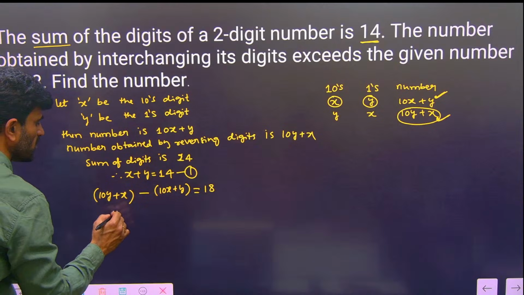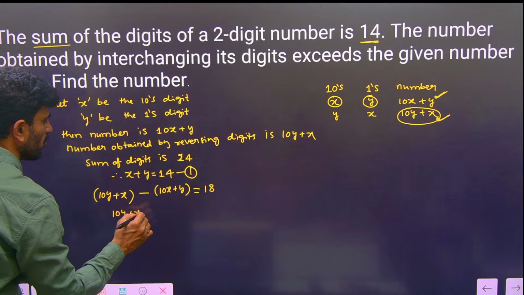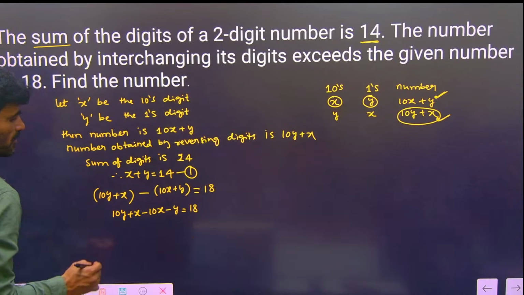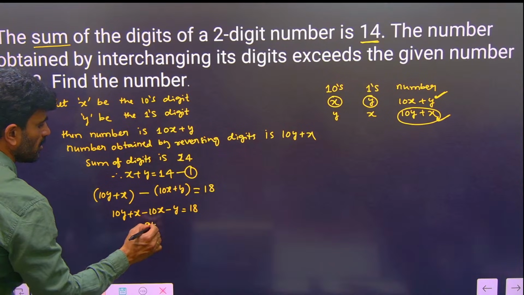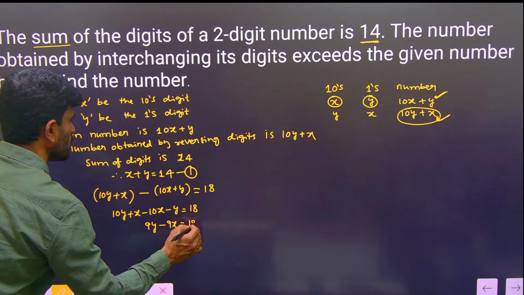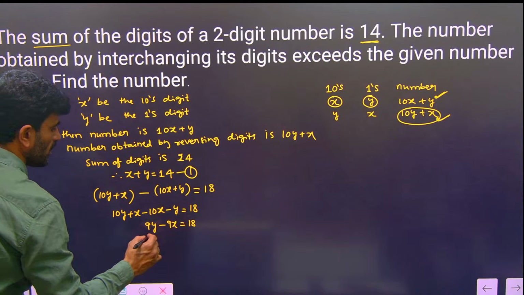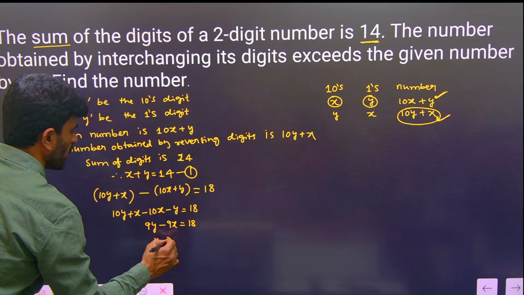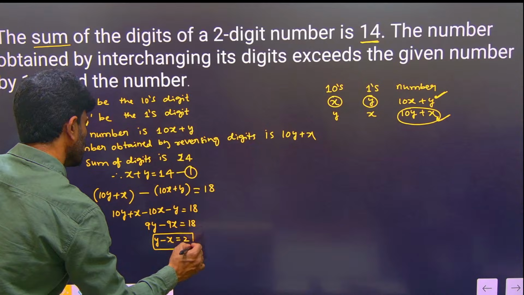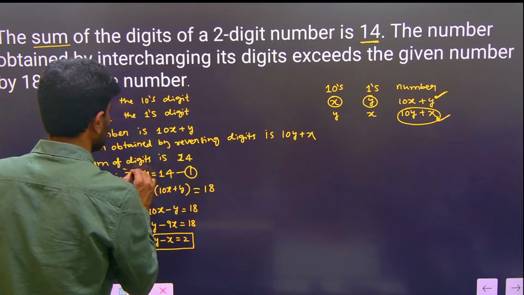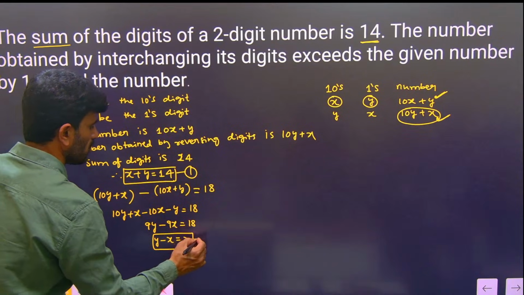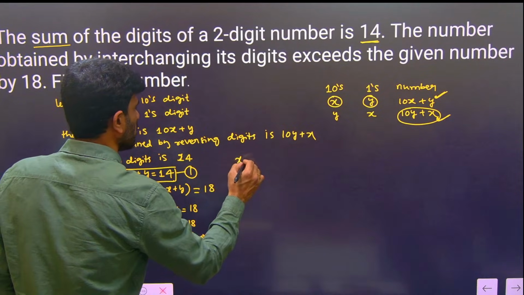Now, if you simplify this, 10y plus x minus 10x minus y is equal to 18. 10y minus y is 9y, x minus 10x is minus 9x, equal to 18. We can divide everywhere by 9. So we get y minus x is equal to 2. This is equation 2. The first equation is x plus y is equal to 14. If you write in order, you can simplify by the elimination method easily.